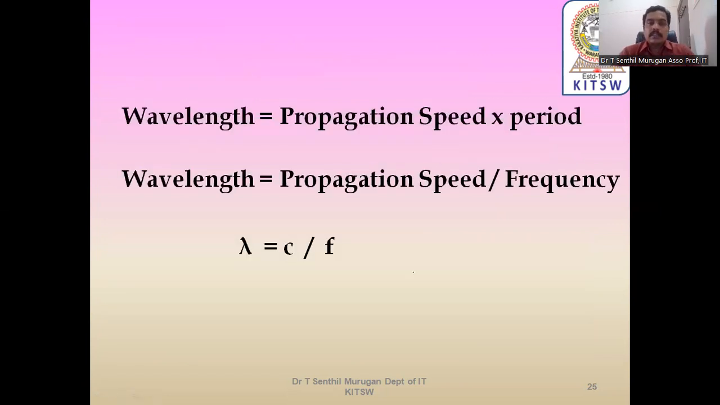Wavelength is propagation speed multiplied by period. The period equals 1 by frequency. Then we can say wavelength is propagation speed divided by frequency. So here we use lambda equals C by F, where F is the frequency and the propagation speed is C. So the wavelength lambda equals C by F.